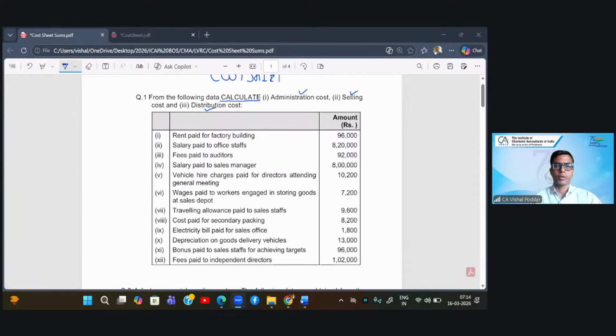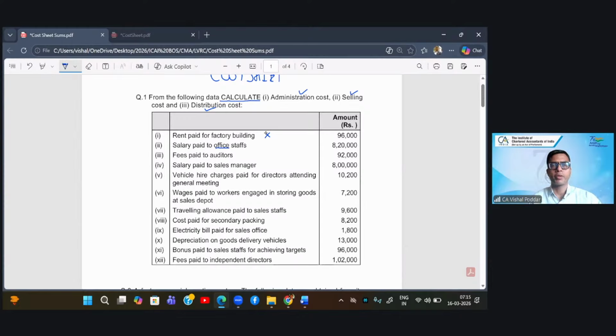Now, see, from the names, you have to identify which function it belongs to. So first is given rent paid for factory. Is it admin? No. Is it selling? No. Is it distribution? No. Then what is it? It is part of factory overheads. So for the time being, it is not part of our answer because our answer has not asked us to find out the factory overheads cost, right?